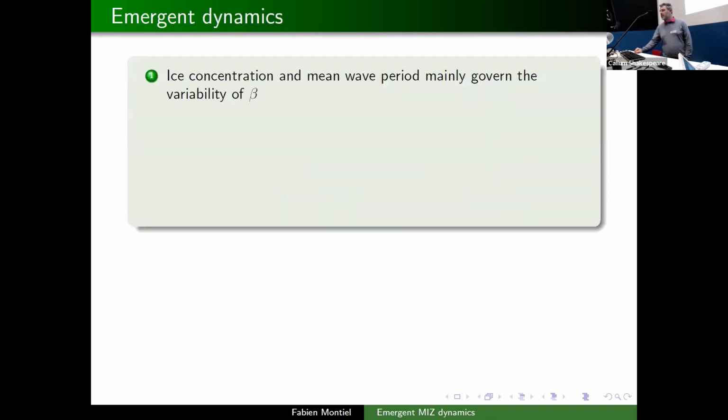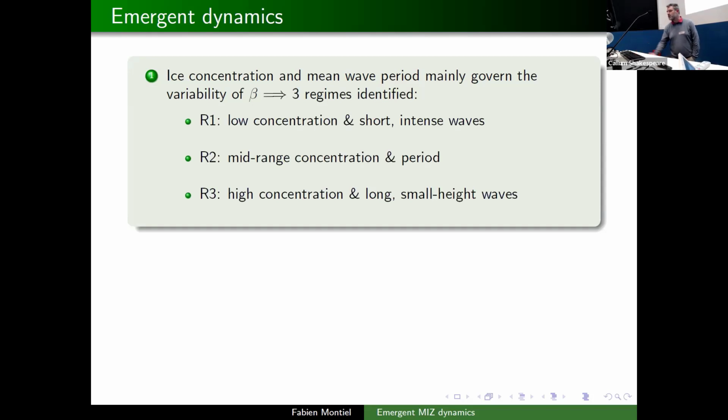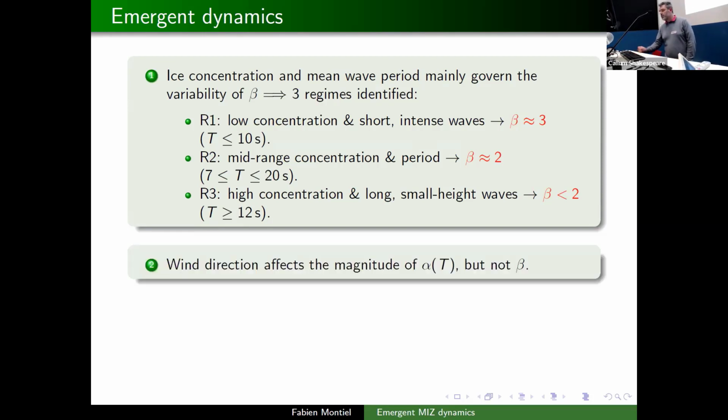Right, so the emergent dynamics that we observe here is that ice concentration and mean wave period seem to be important factors, drivers of the attenuation of waves, and we identified 3 regimes: low concentration with short, intense waves, mid concentration and mean periods, and high concentration and long waves. These seem to indicate different laws in the relationship between the attenuation coefficient and the wave period. We also found a relationship with the wind direction, but not in terms of the power law, rather in terms of the magnitude of the attenuation coefficients.